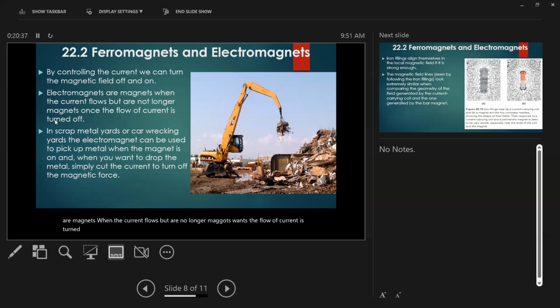That's how those big, huge wrecking yards work. You can see that big, huge thing come down, go on top of a car, pick the car up, and then move it over to a pile someplace. When it wants to drop it, it turns the current off. The magnet is not a magnet anymore, and then the car will fall right into the pile. In scrap metal yards or car wrecking yards, the electromagnet can be used to pick up metal when the magnet is on, and when you want to drop the metal, simply cut the current to turn off the magnetic force.